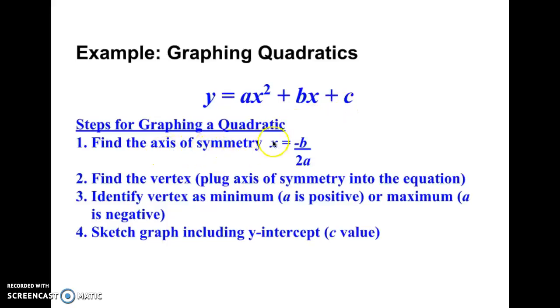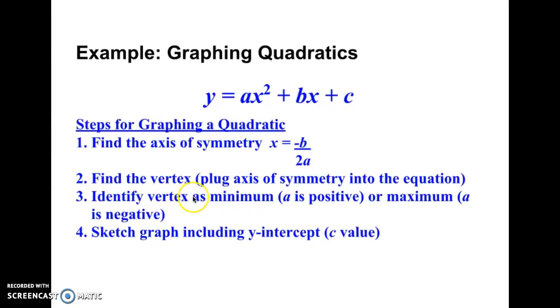Whenever you're finding the axis of symmetry, you always need to write x equals, and then you take the opposite of b, divided by 2 times whatever your a is, reduce this fraction, and that gives you the axis of symmetry, but it needs to be x equals this number. Once you have your x value for your axis of symmetry, you're going to plug that x value into both of these places and get your y value, and this x and y value give you your vertex.